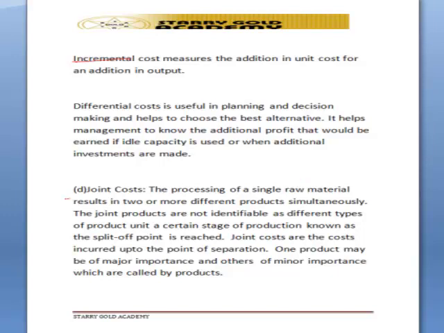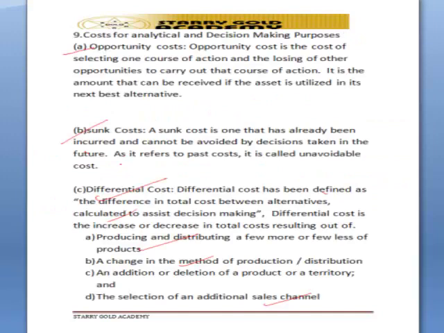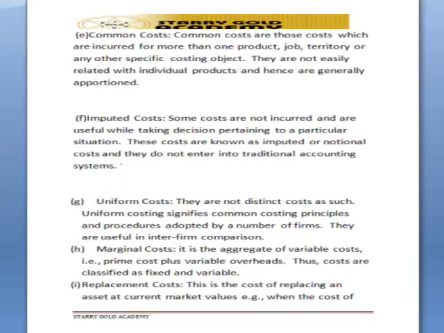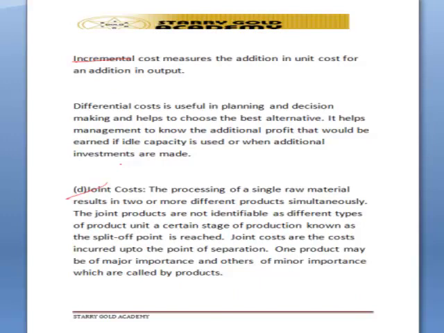We also have what we call joint costs. Remember we are still under cost classification for analytical and decision making purposes. The process of a single raw material resulting in two or more different products simultaneously is what we call joint products. As a result of that, a joint cost is incurred. The joint products are not identifiable as different types of product until a certain stage of production, known as the split-off point, is reached. So joint costs are the costs incurred up to the point of separation. That is what we call the joint cost.